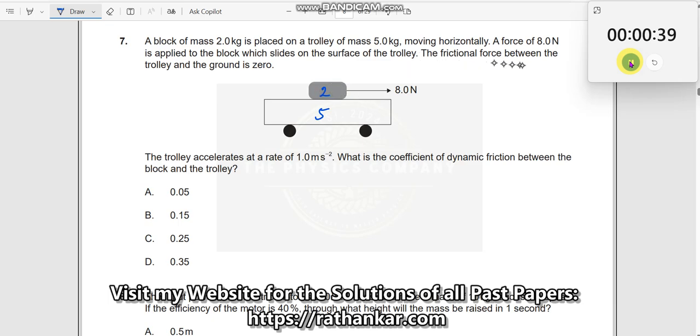The frictional force between the trolley and the ground is 0. So here the frictional force is 0. Okay, fine. The trolley accelerates at a rate of 1 meter per second square, which means what? The trolley is not stationary. The trolley is also moving over here with an acceleration of 1 meter per second square. What is the coefficient of dynamic friction? What's the value of mu? That's the question.